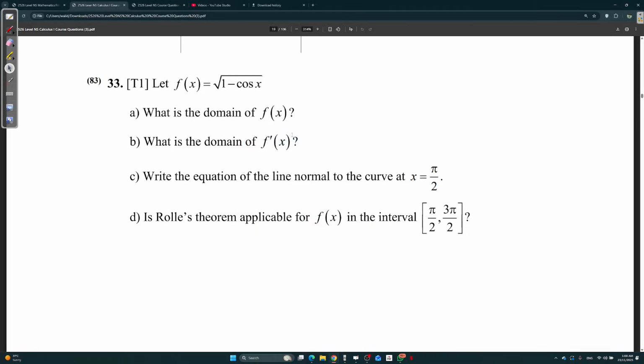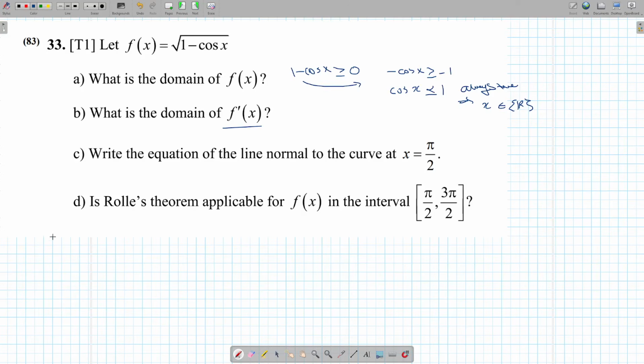Okay, what is the domain of f prime of x? We need to find what is f prime of x. Let's continue. What's f prime of x? Part B, let's derive. It's going to become 1 over 2 radical 1 minus cosine x times sine x. So it's sine x over 2 radical 1 minus cosine x.